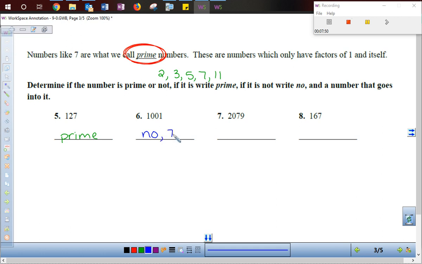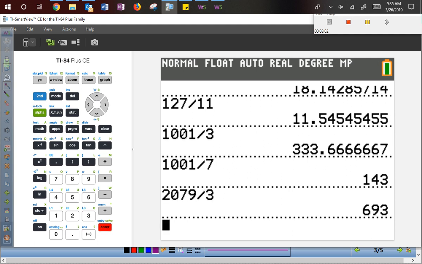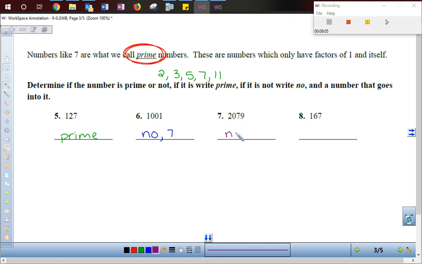Let's try it again on number 7. 2079. Again, 2 definitely can't go in there because it's not even. But what about 3? 2079 divided by 3 gives me a nice number. So again, this one is not prime because 3 can go into it. Next, what I'd like you to do is pause the video and try number 8 on your own.